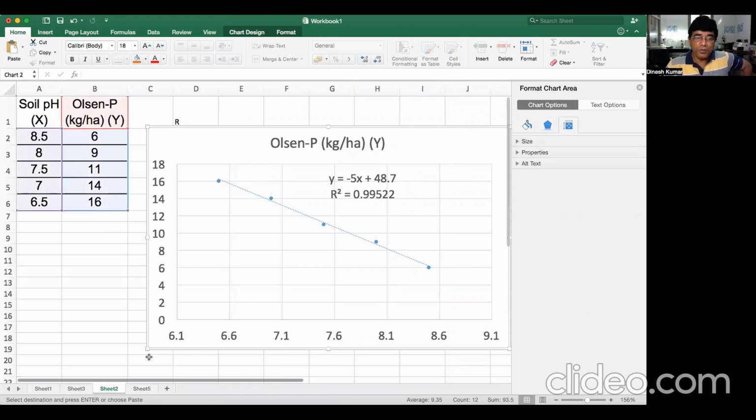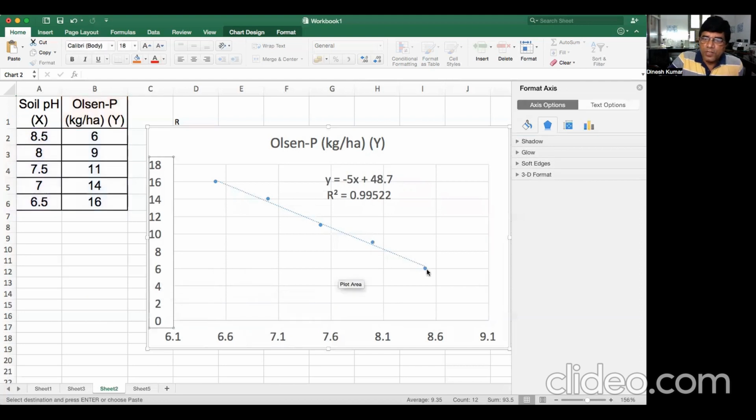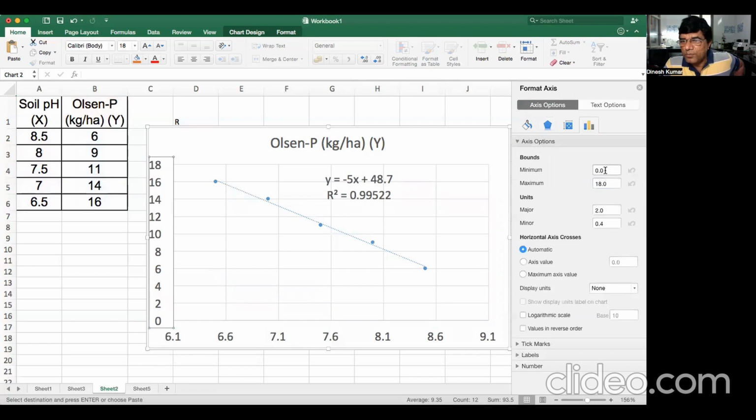Now similarly, this y-axis, this much of space, you see, we are wasting. And graph is not looking very attractive and catchy. So what we can do, we can remove this much of space. We can start at 5.8 because you see the last point is at 6. Just format axis and go to minimum, 5.8, and click enter. Now you see it looks better.